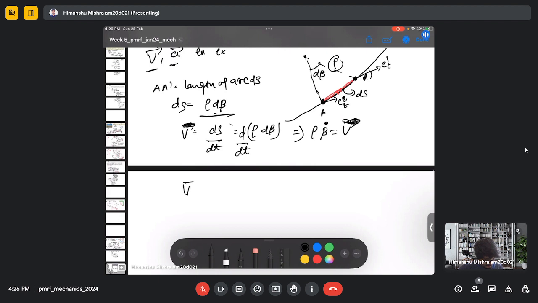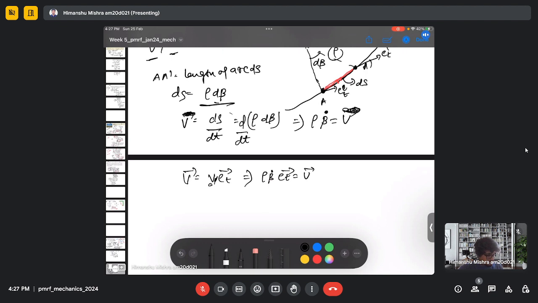Now the velocity vector in the tangential direction will be v et. Sorry, it's not a dot. So my v is rho theta dot et. And since the normal vector and the tangential vector are perpendicular to each other, we can actually write the tangential vector in terms of a normal vector.